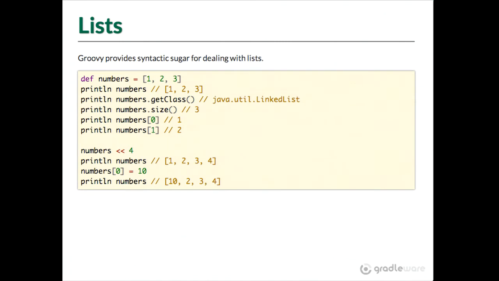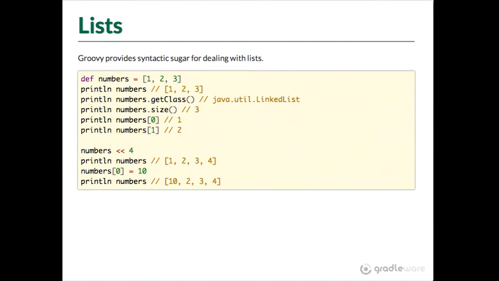So moving on to other things that Groovy does. A big part of Groovy is syntactic sugar. So making the syntax a little bit nicer. There's a whole lot of stuff that it does. So for example, dealing with lists, you can see a lot of the syntactic sugar here. So defining a list, it's pretty easy.